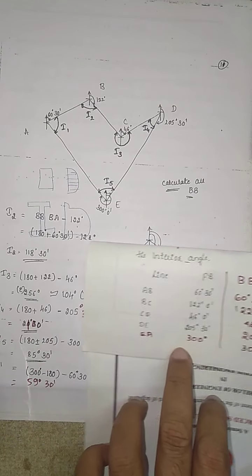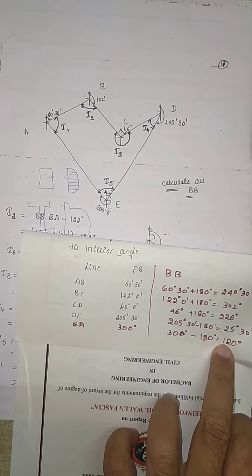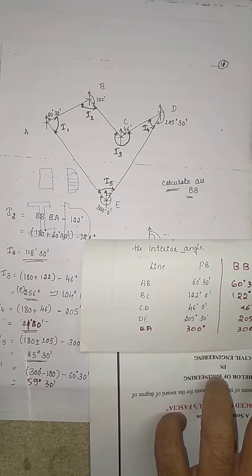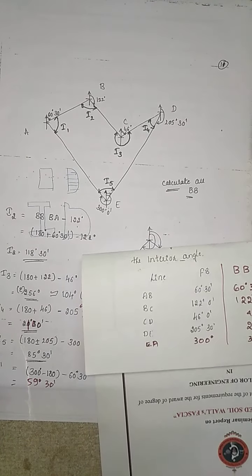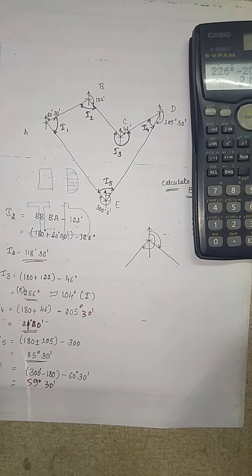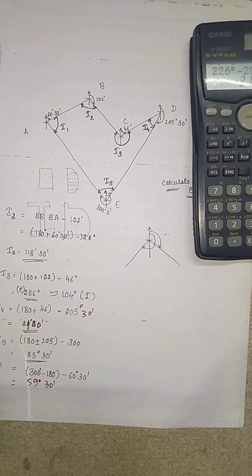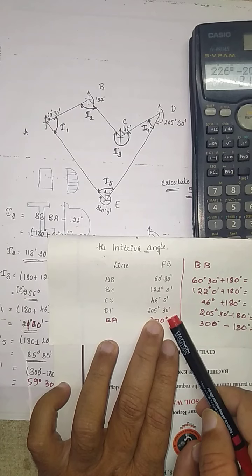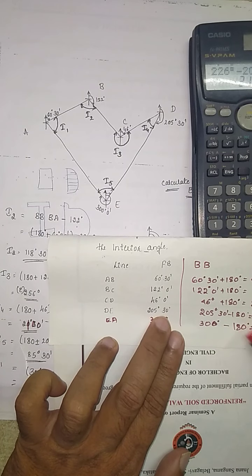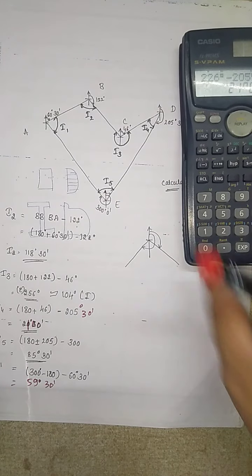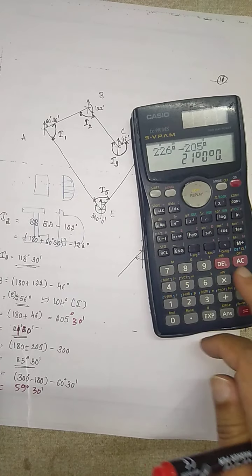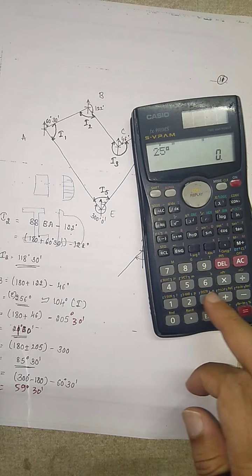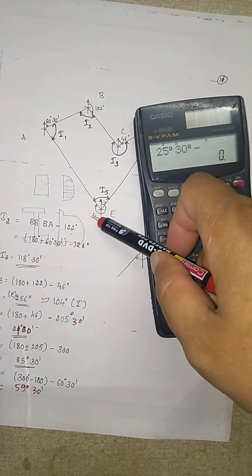Back bearing of the line, right, 120 degrees minus 60 degrees 30 minutes. Back bearing of the line DE: the fore bearing of the line DE is 205 degrees 30 minutes, and the back bearing is 25 degrees 30 minutes. So 25 degrees 30 minutes minus, how much is the fore bearing of the line ED?